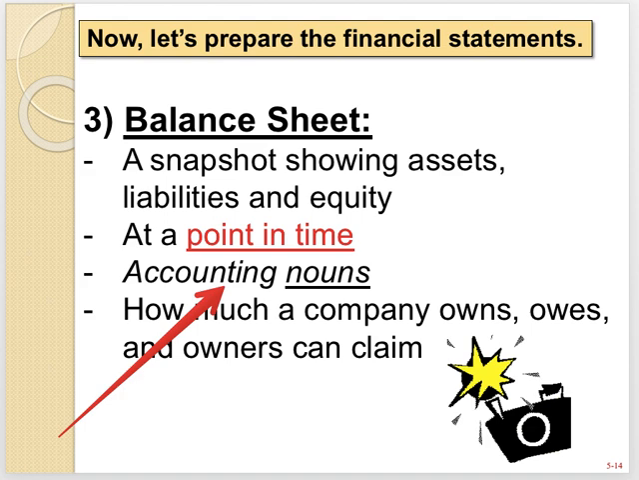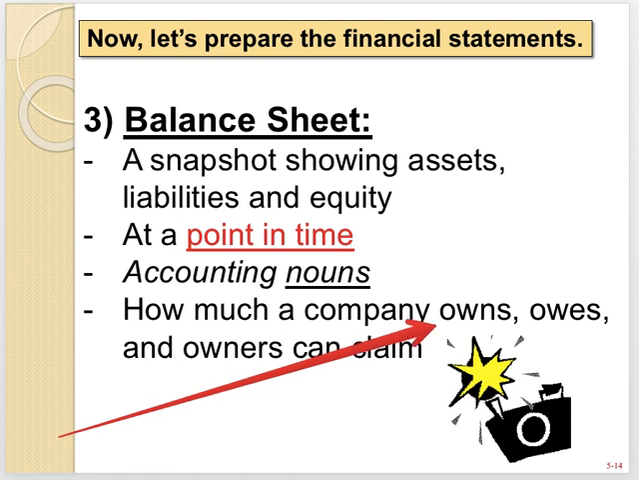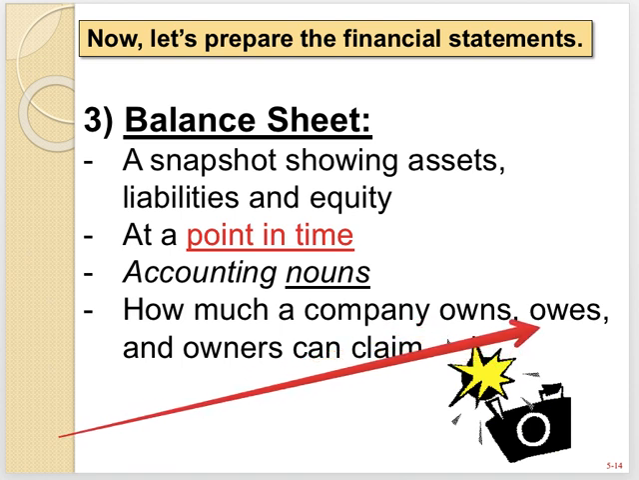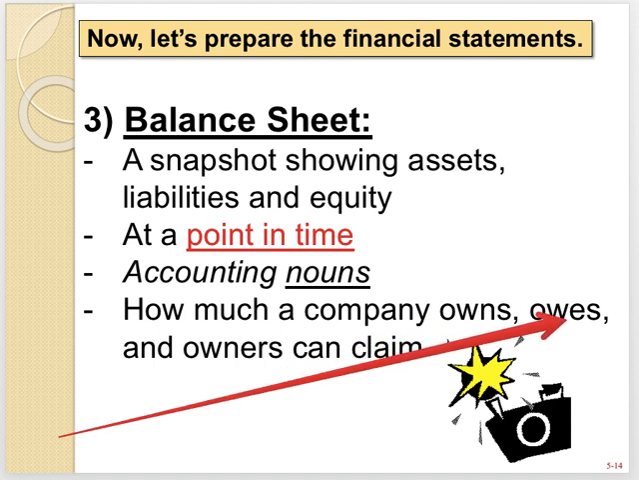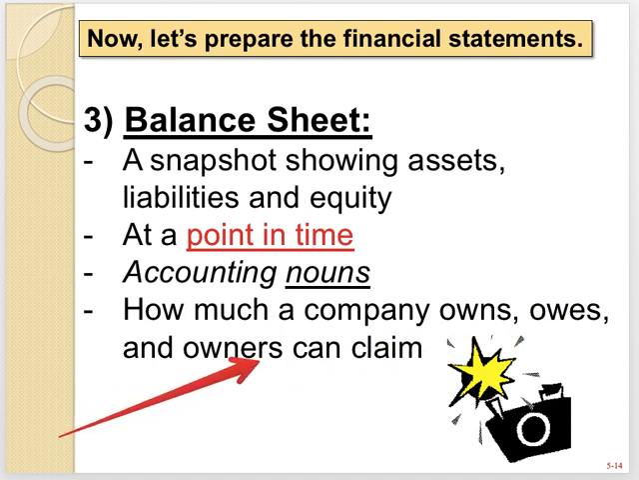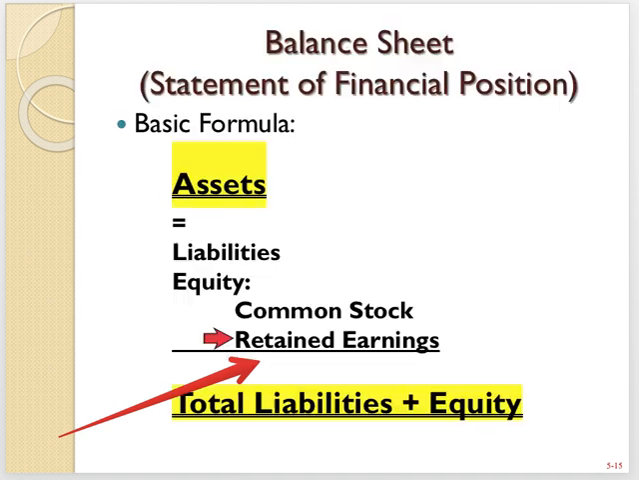Okay, and really, what the balance sheet does is it shows the users of financial statements, because remember, the whole purpose of financial statements is to be able to communicate information efficiently, concisely, in an easy to read format. And what the balance sheet does is it shows very quickly how much a company owns, how much a company owes, which is liabilities, and how much the owners can claim. Okay, so how much a company owns, that's assets. How much a company owes, that's liabilities, and how much the owners can claim as of the end of the accounting period.